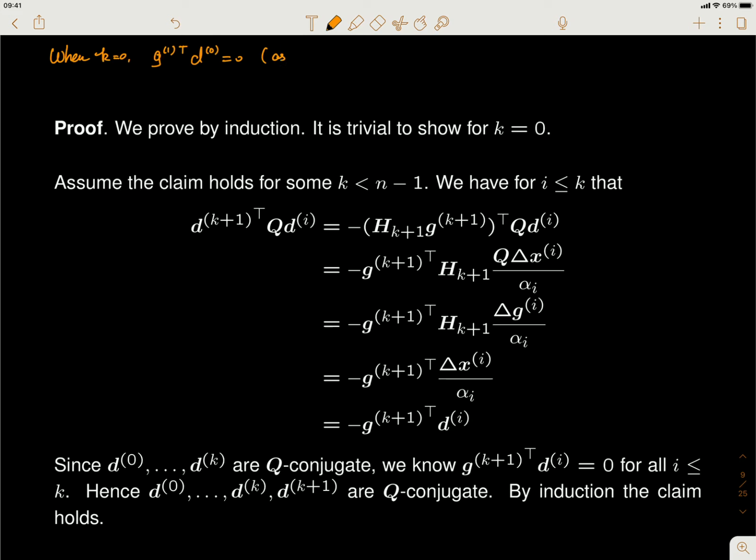This is because alpha 0 was chosen to be negative G0 transpose D0 divided by D0 transpose Q D0. Okay, the steepest descent step size. And also in the first iteration, also know that D0 is equal to negative G0.